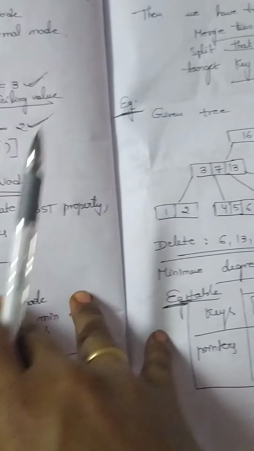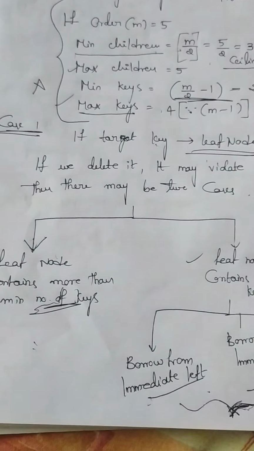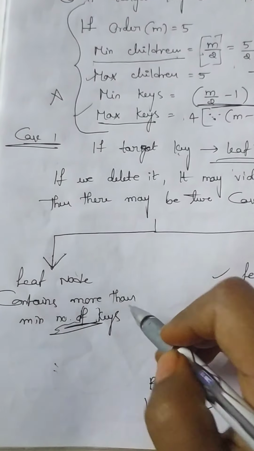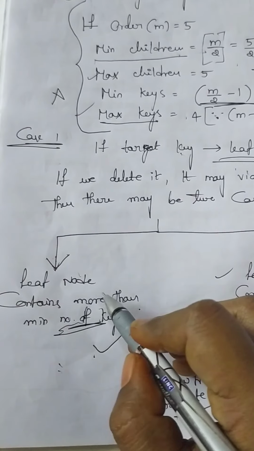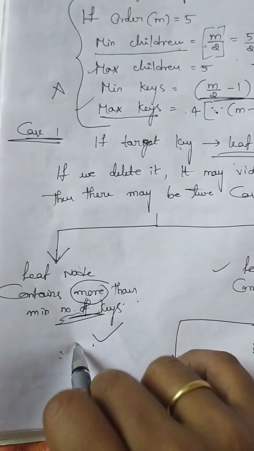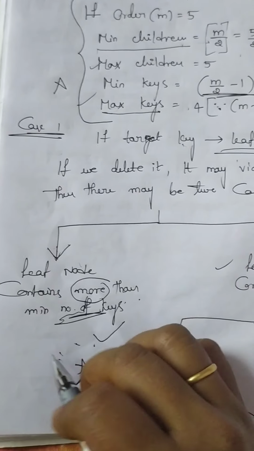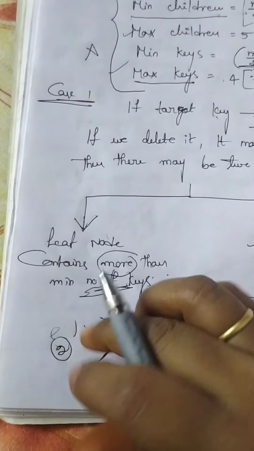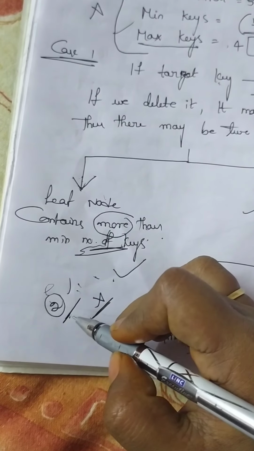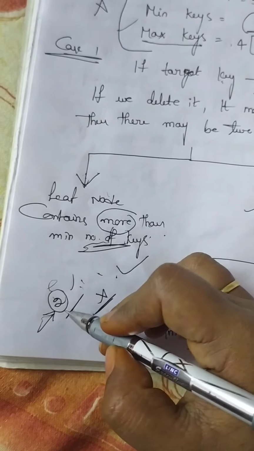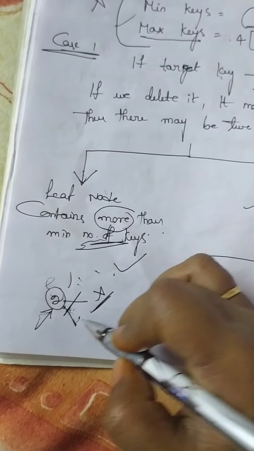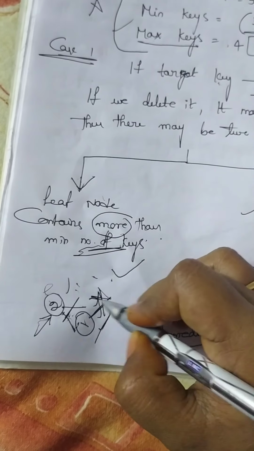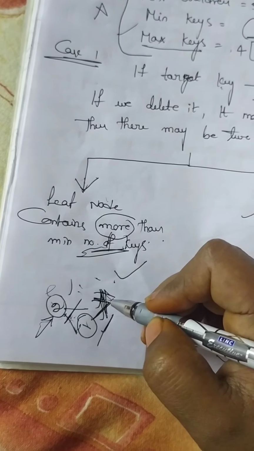Once again, I want to repeat this. There may be two cases. If the leaf node contains more than the minimum number of keys, there is no problem. If the leaf node contains only the minimum number of keys, then there is a problem. Why? Because the minimum number of keys has to be 2. If it has only two keys and we delete one from it, it will have only 1. Then this will be a violation of the BST property as well as the B-tree rule.